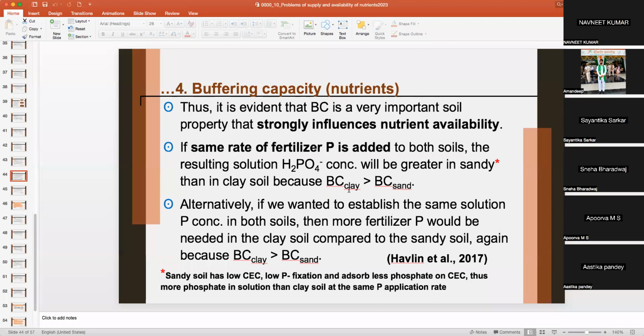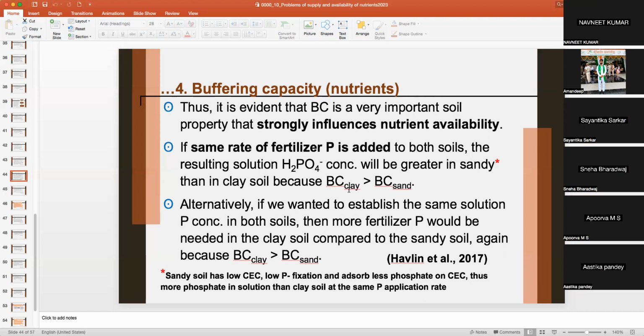Because this clay soil has higher buffering capacity and higher cation exchange capacity, it can hold more H2PO4 than sandy soil, which has low cation exchange capacity. Thus, in sandy soil, you will get more phosphorus in solution than on the exchangeable sites. Alternatively, if you wanted to establish the same solution P concentration in both soils, then more fertilizer P would be needed in the clay soil compared to the sandy soil, again because of the higher buffering capacity of clay than sandy soils.